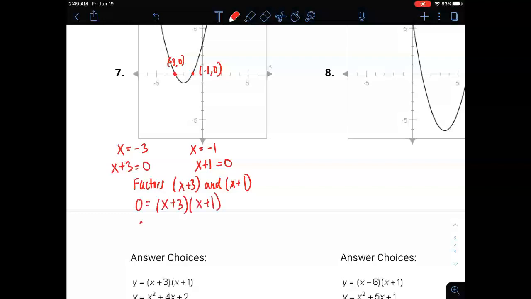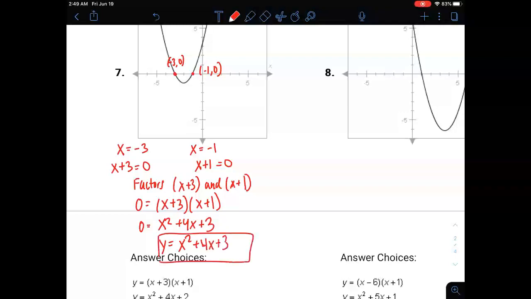I FOIL this out. So 0 is equal to x squared plus 4x plus 3. And then the final step is I change it from 0 to y. So that is your final answer there.